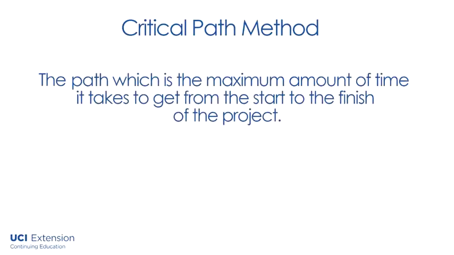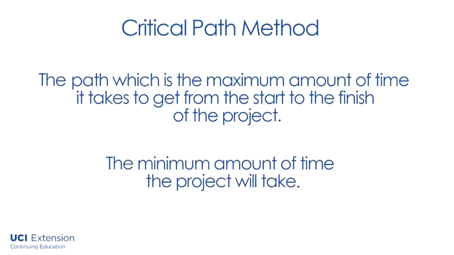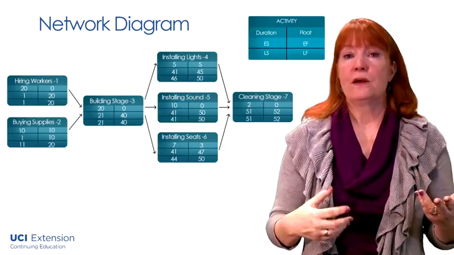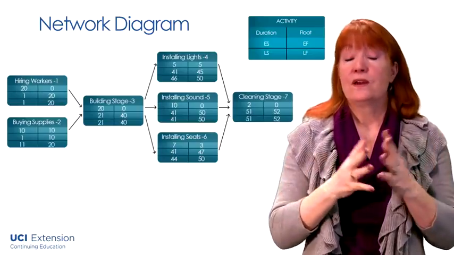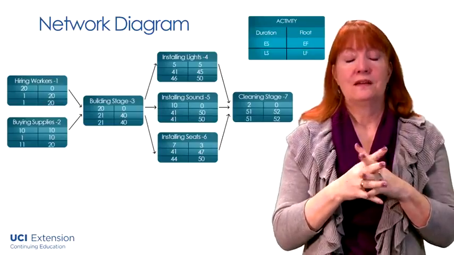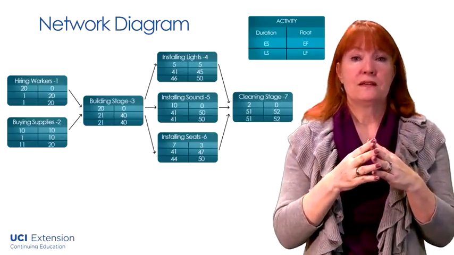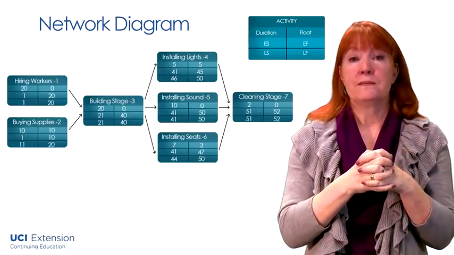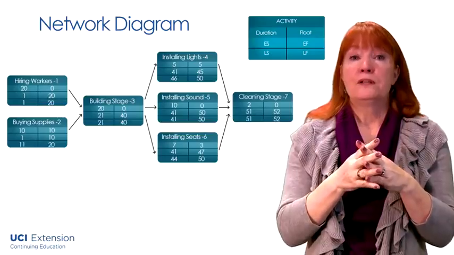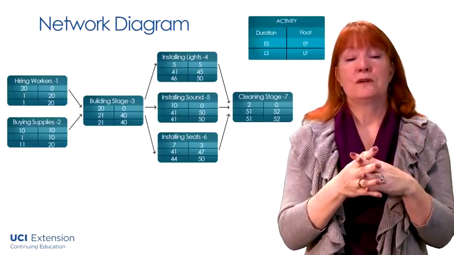The critical path is the path which is the maximum amount of time it takes to get from the start to the finish of the project, and therefore it's the minimum amount of time the project will take. It will take at least this much. If an activity on the critical path runs late, the project will be late unless you're able to remedy the situation. And it's very important to understand your project's critical path. Keep in mind the network diagram we just created doesn't take into consideration holidays or vacation time or resource availability. We're ending our example here, but you would not use what we have to report your project completion date.